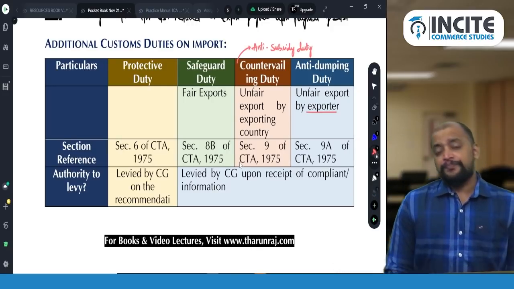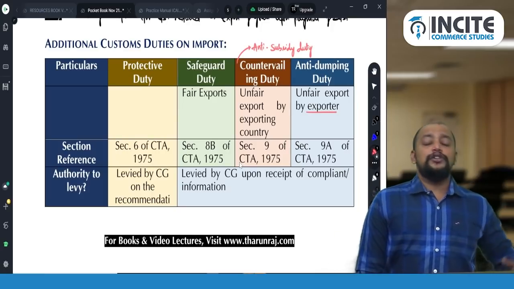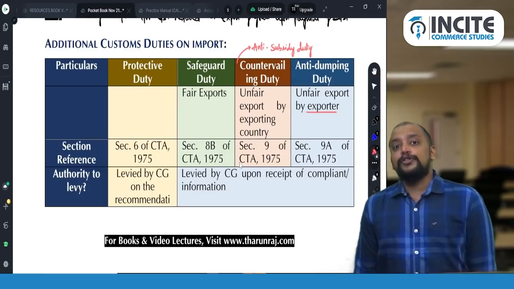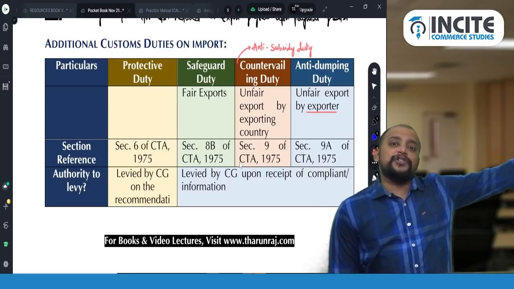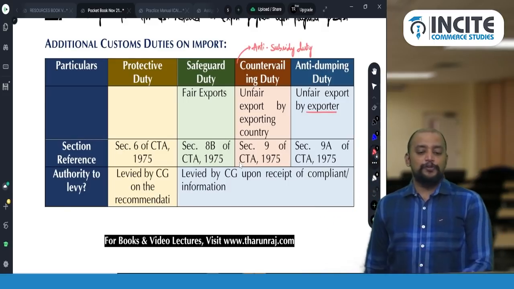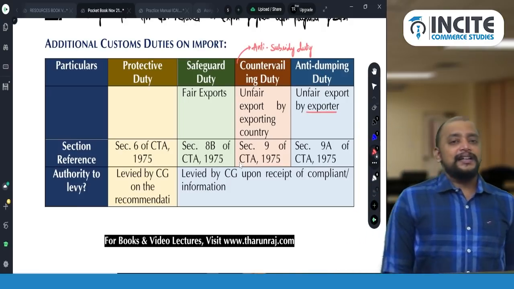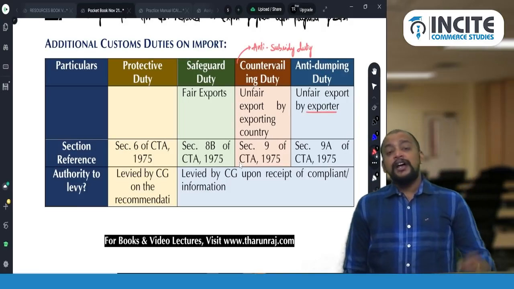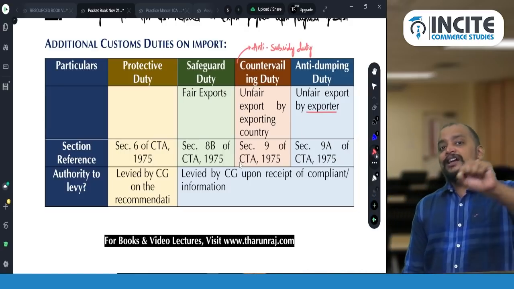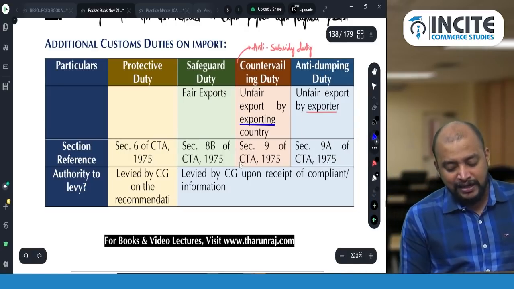In order to recover his fixed cost, he is trying to dump that into another country. And what will happen because of that? The other country's manufacturer is getting affected. So that is known as unfair export by the exporter. And then countervailing duty, that is anti-subsidy duty, is on account of unfair export by the exporting country.